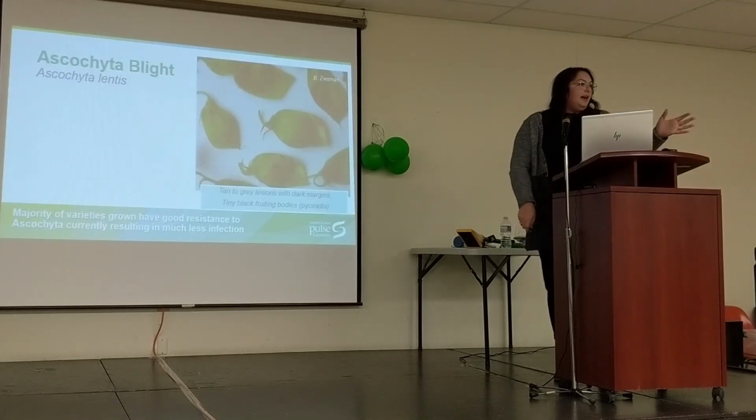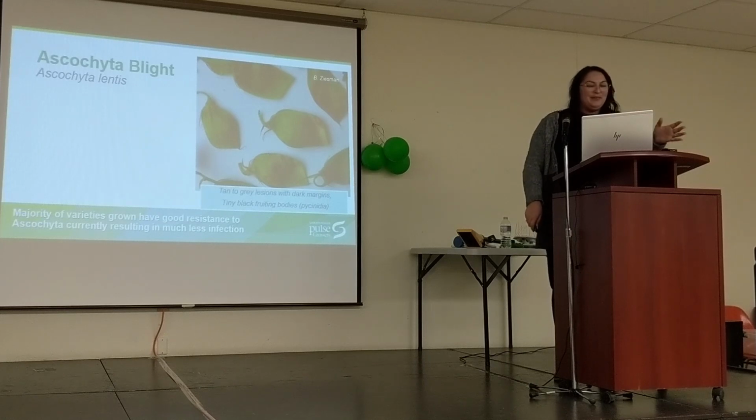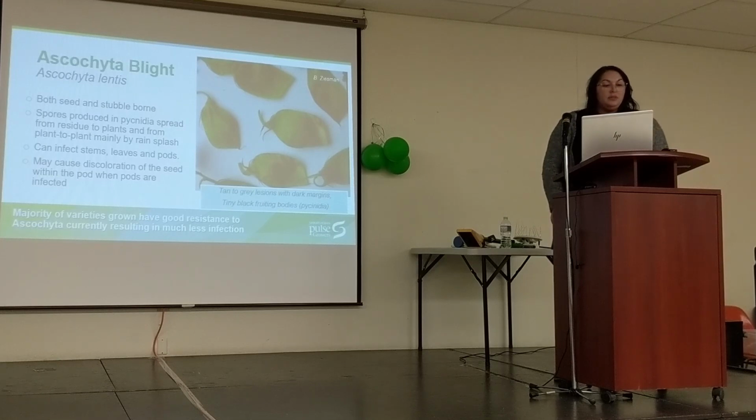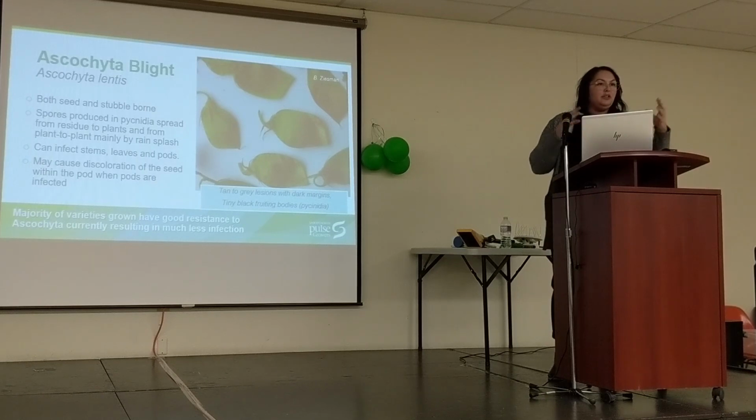On the theme of Ascochyta, we can't not talk about lentils if we're going to talk about Ascochyta. In lentils, the pathogen is actually Ascochyta lentis, and similarly, it is both seed and stubble-borne. Spores are produced by pycnidia, and they'll spread from plants and residue, borne also by rain splash. So you get that rain action happening, and those spores will splash up, infecting all parts of the plant, similar to our other crops, and can also cause discoloration of the seed within the pods if the pods are infected.